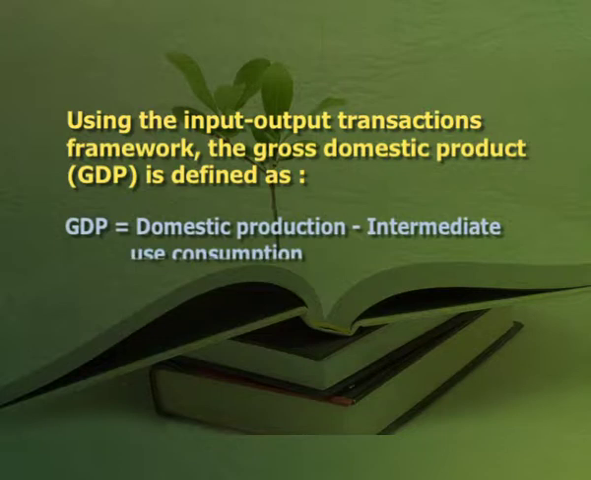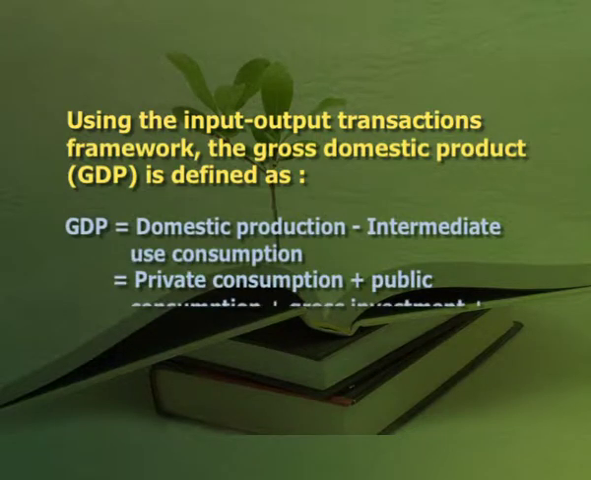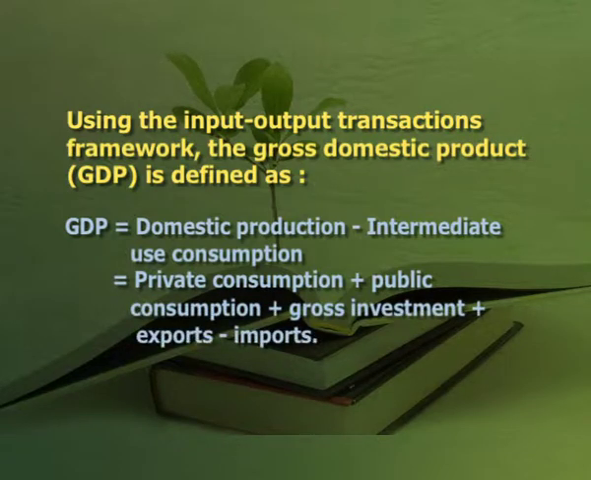Using the input-output transactions framework, the gross domestic product, GDP, is defined as: GDP is equal to domestic production minus intermediate use consumption, which is equal to private consumption plus public consumption plus gross investment plus exports minus imports. For any accounting year, some further adjustments such as adjusting for changes in the stocks of goods may become necessary.